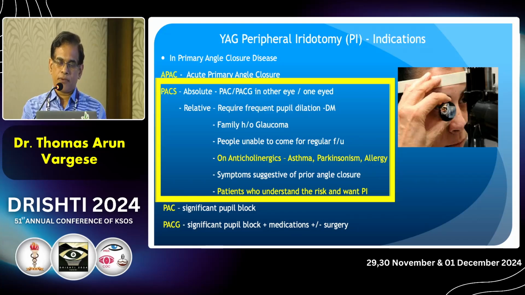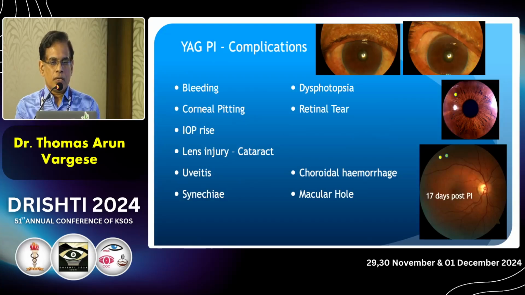Symptoms suggestive of previous primary angle closure, definitely they are patients that you do not want to wait and sit on. Patients should understand the risk, and then with their consent we can do a YAG-PI. YAG-PI is not without its complications, which is why we always need to keep that in mind. So usual complications like bleeding, corneal pitting. Some complications are very disabling, like dysphotopsia.